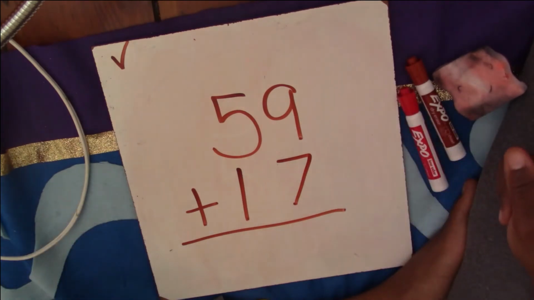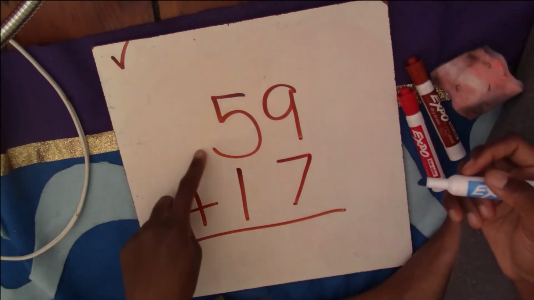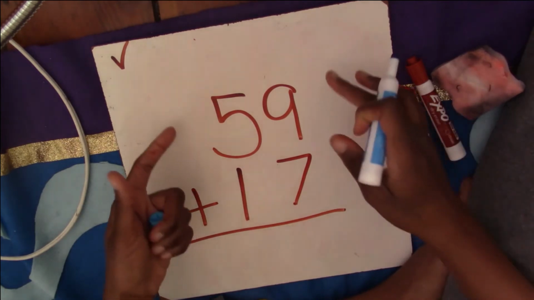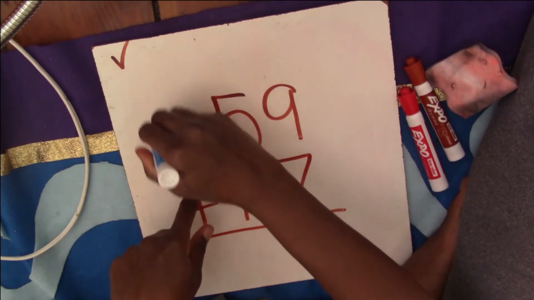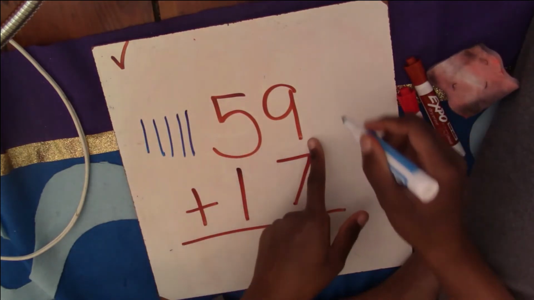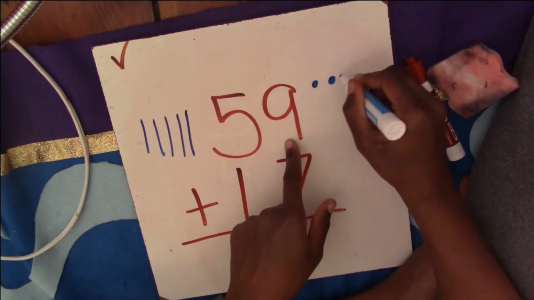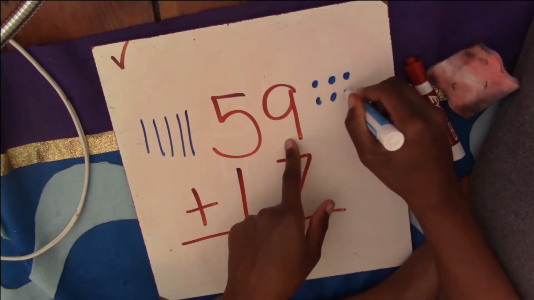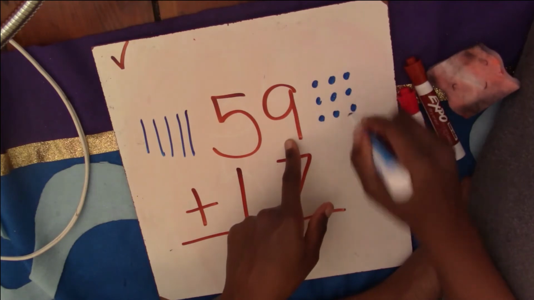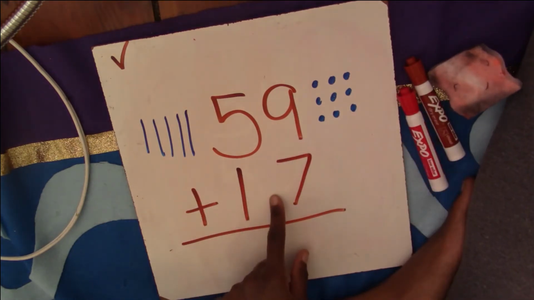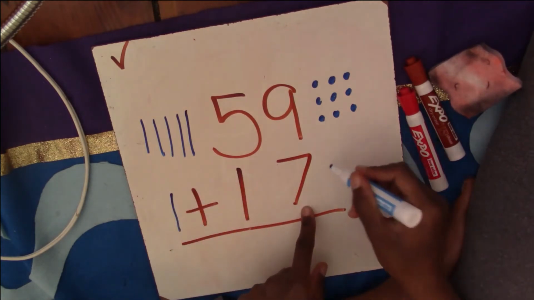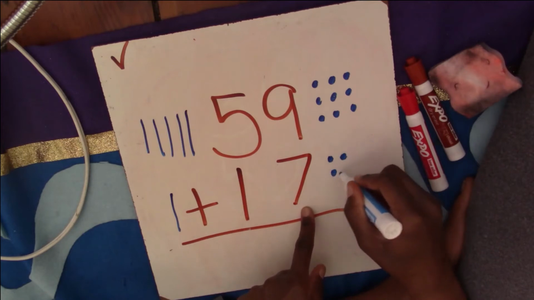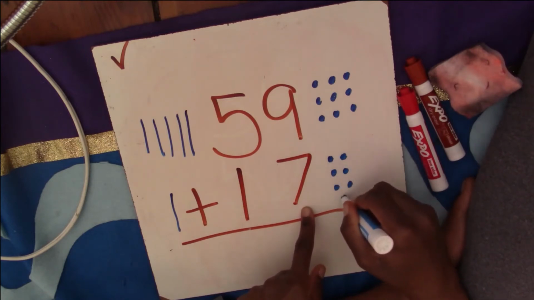Are you ready to check? All right, let's check it. I'm going to switch markers because that marker is running out. Okay, since this is an addition problem, I'm going to draw all of my 10s and 1s. So 10, 20, 30, 40, 50. And my ones, I have 9 ones. 1, 2, 3, 4, 5, 6, 7, 8, 9. Now I'm going to draw my 10s and my 1s for the number 17. I have one group of 10 and 7 ones. 1, 2, 3, 4, 5, 6, 7.